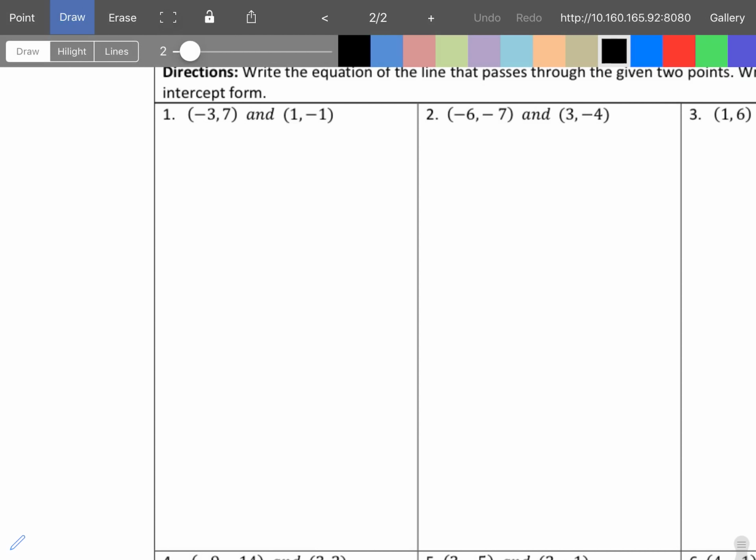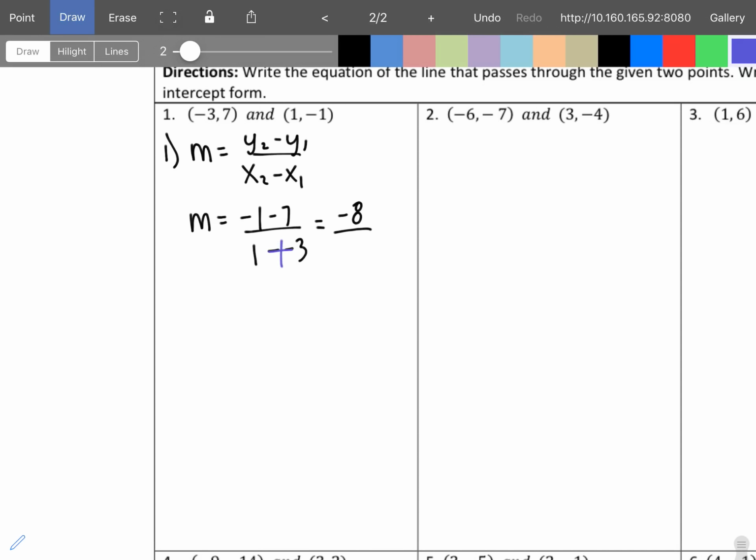Okay, so the first step, slope formula. So m equals y2 minus y1 over x2 minus x1. So let's plug this in. I have -1 minus 7 over x2 is positive 1 minus my x1 is -3. So -1 minus 7 is a -8. Now here again, minus a negative, that's a plus. So 1 plus 3 is 4.